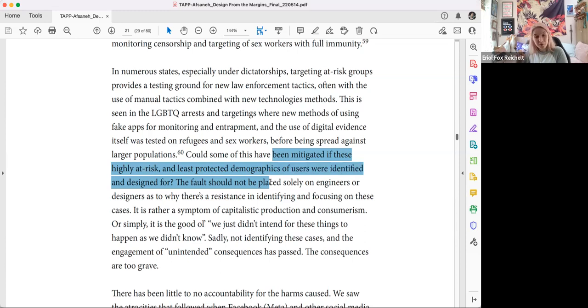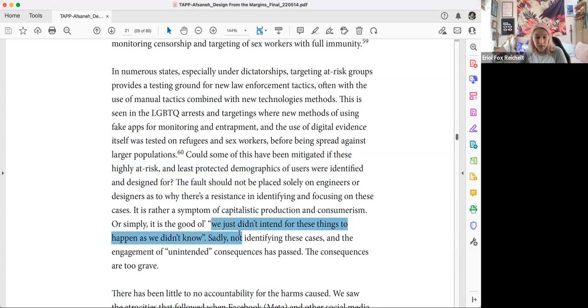The thing I put around this latter paragraph, about including those groups within the design process, was because there's a comment later on like, we just didn't intend for these things to happen, we didn't know, and we didn't have whatever was needed to be inclusive of them, which is plausible deniability. But the skeptic in me thinks that plausible deniability is incredibly convenient, isn't it?